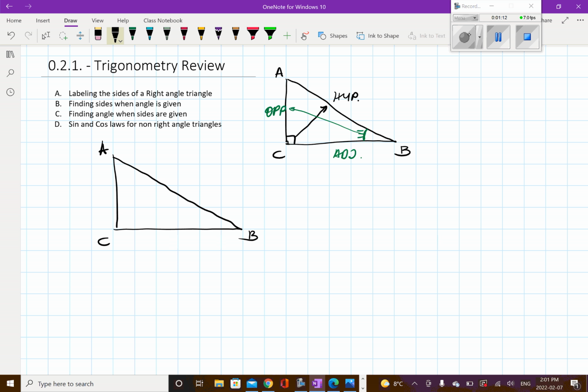But if you take the same triangle ABC and now you see it from the perspective of angle A, then the hypotenuse always will be the opposite to 90 degrees, which is the longest side of the right angle triangle. But when we see it from the perspective of angle A, the length of the line segment CB will be the opposite, and the adjacent will be the length of the line segment AC.